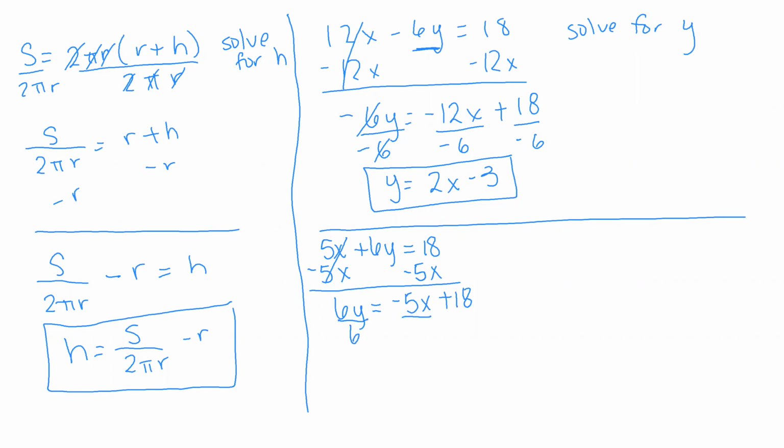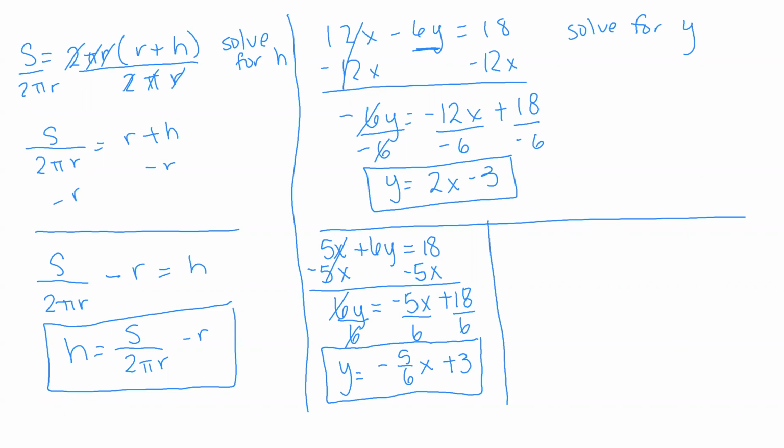Divide by 6. You want to undo the multiplication of y and whatever its coefficient is. 6's cancel. I get y equals negative 5/6 x plus 3. And this format, y equals some number times x plus some number, is actually really important, and it has a purpose when you get into graphing.